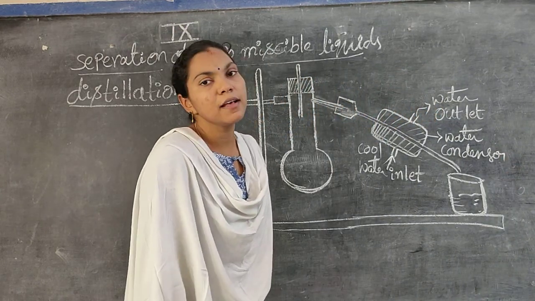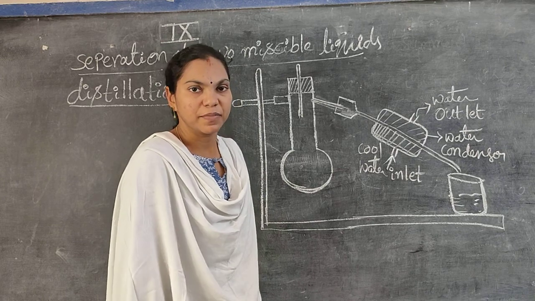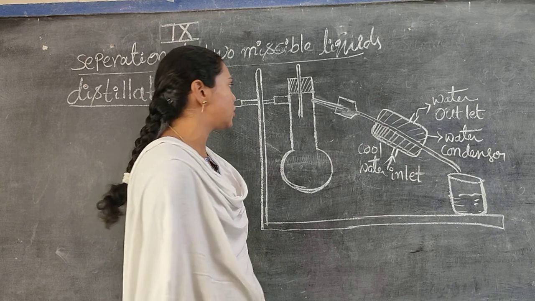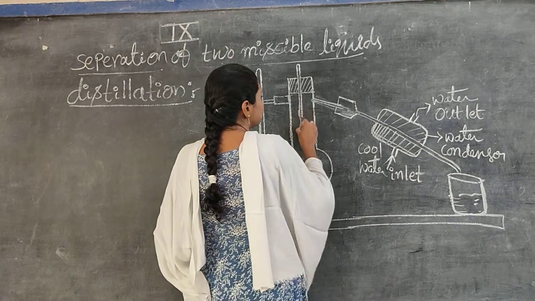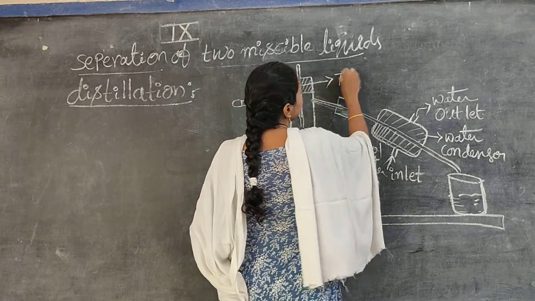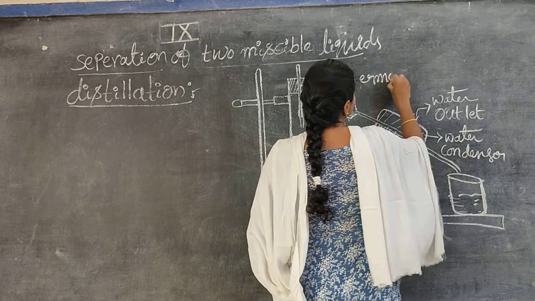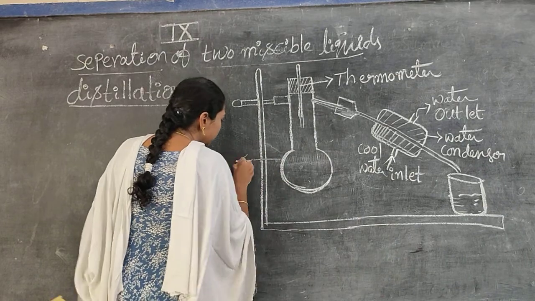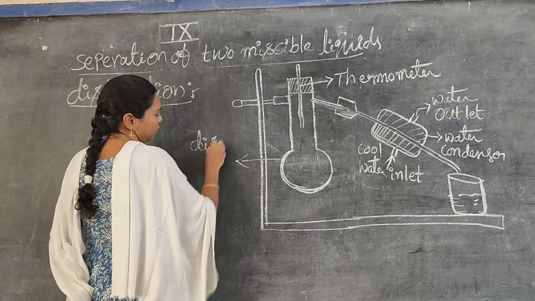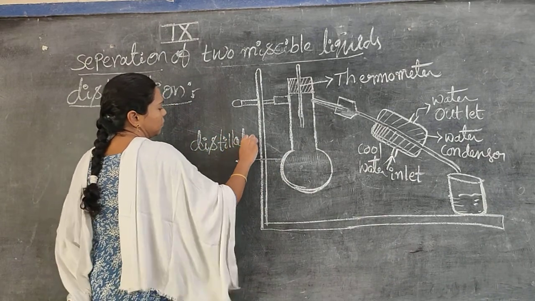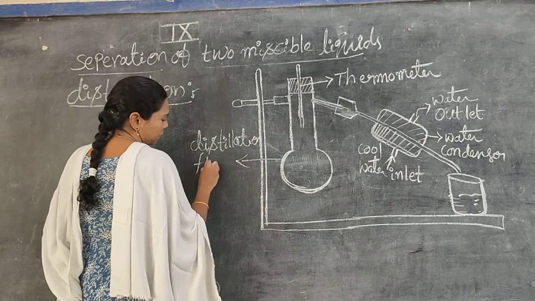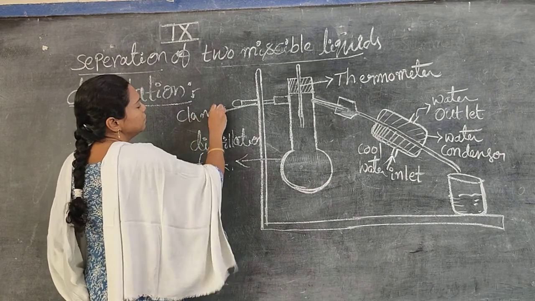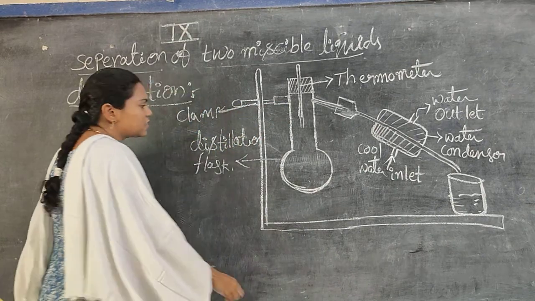Now I said what is a condenser? The vapor which is converted into liquid, the process is known as condensation. This is the thermometer. This is the distillation flask. The clamp, that is the stand, means the distillation flask has to be fixed to the stand.